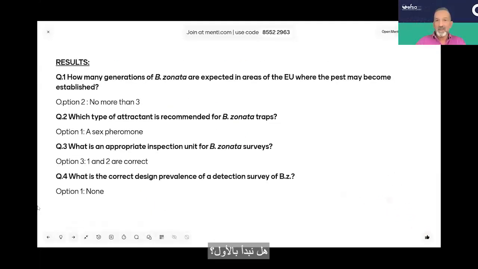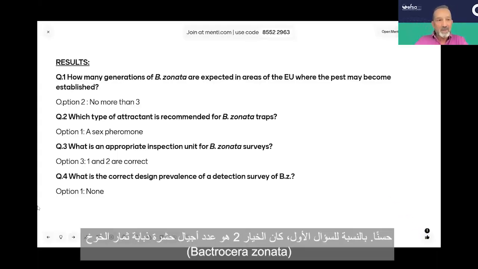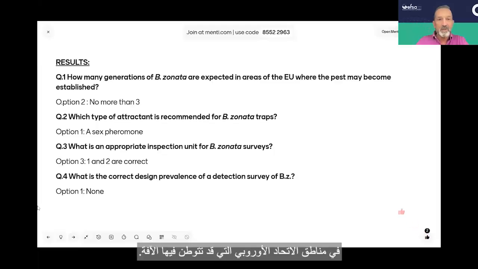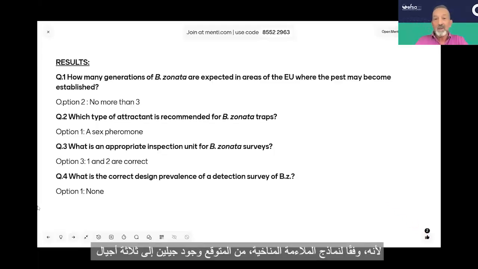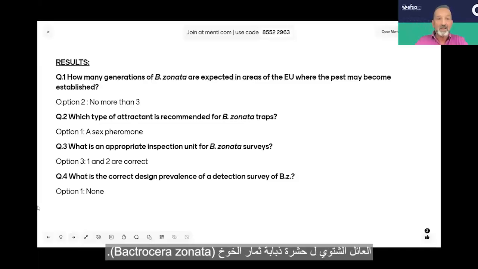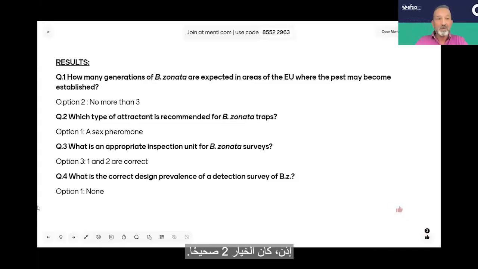Okay, shall we start with the first one? Sure. Okay, so for the first question, how many generations of Bactrocera zonata are expected in areas of the EU where the pest may become established? Option 2 was correct, because according to the climatic suitability models, 2 to 3 generations are expected in southern EU member states where citrus, the winter host for Bactrocera zonata, is grown. So 2 was correct, and I think that most of you chose correctly.